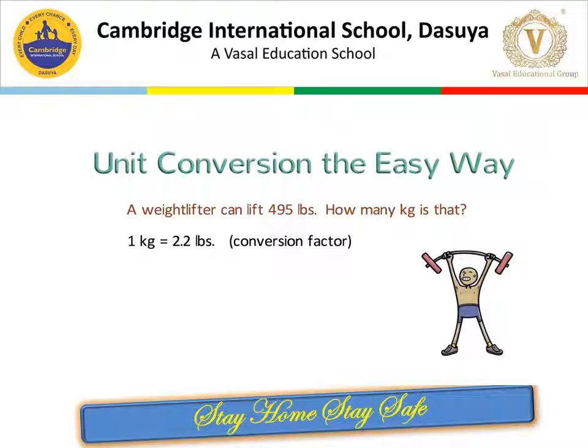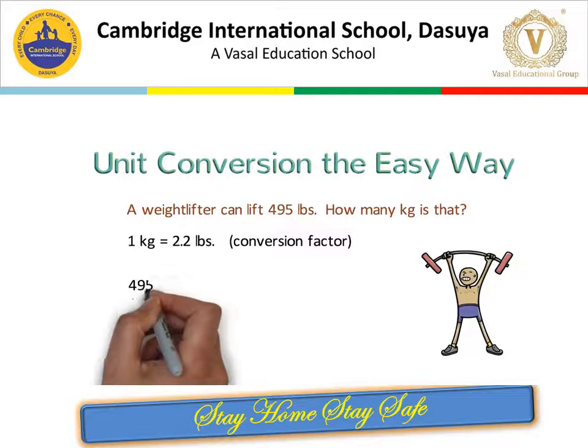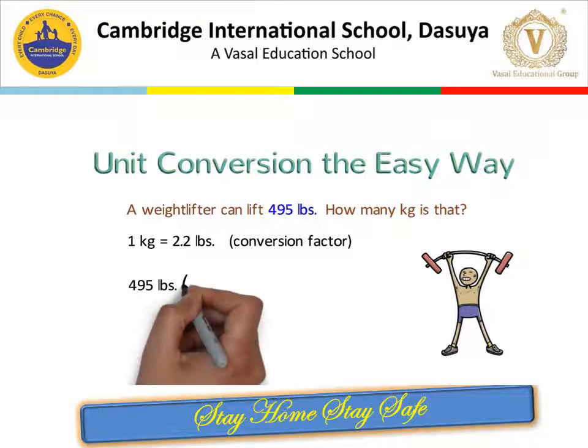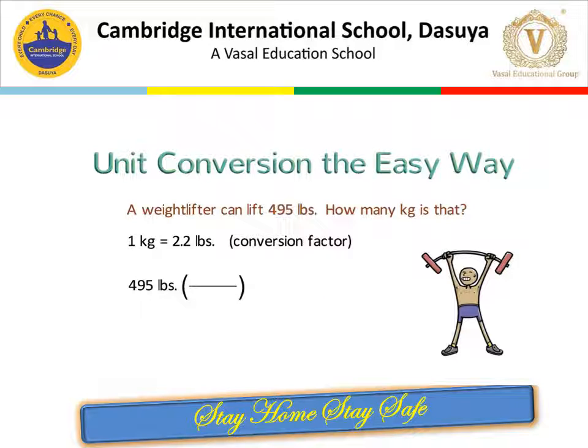The first thing you should always do is write down the quantity that you want to convert. This is the number from the question, not the conversion factor. Please also include the units. Next, we're going to multiply this number by a fraction. Inside the fraction, we're going to write the two numbers from the conversion factor.